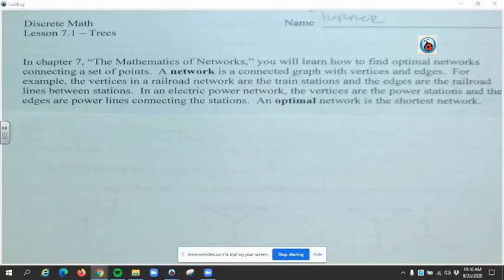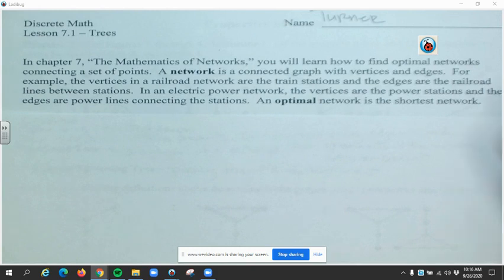All right, welcome. So we're going to go over 7.1 trees. This is out of your book, chapter 7, section 1. By the way, if you don't have access to a printer, you do not need to print this page. It is not necessary. I'm going to walk you through, like I said in class, some of the highlights and important things to get out of this page.